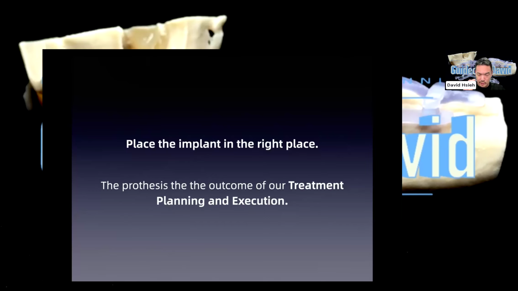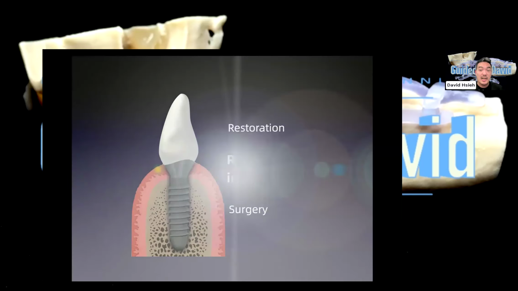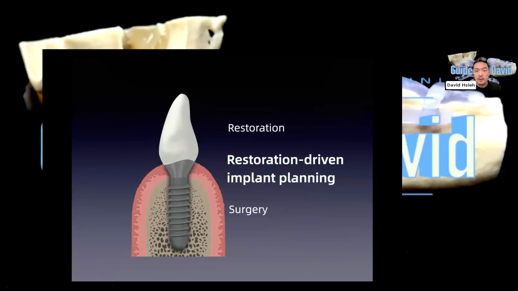So what we can get is that the really important thing is to place the implant in the right place, and the prosthesis is really just the outcome of our treatment planning and execution. Nowadays, because we have so many technologies, we know where the restoration should go, and then we can go back to see if the bone will allow us to get there, so we can achieve real restoration-driven implant planning. And this is so powerful.